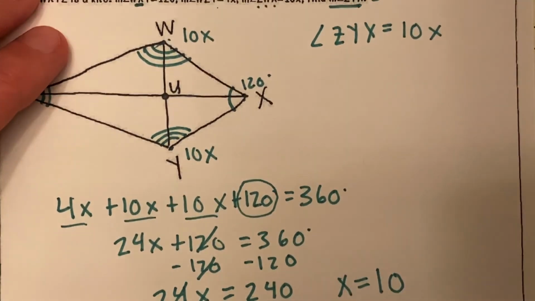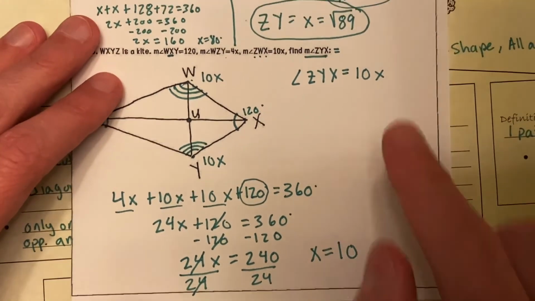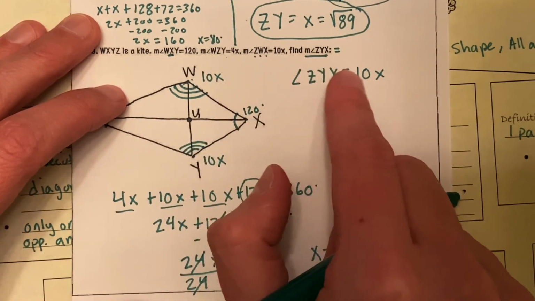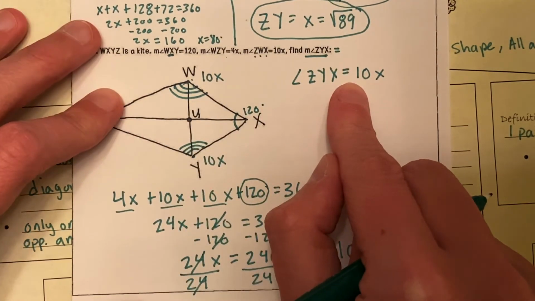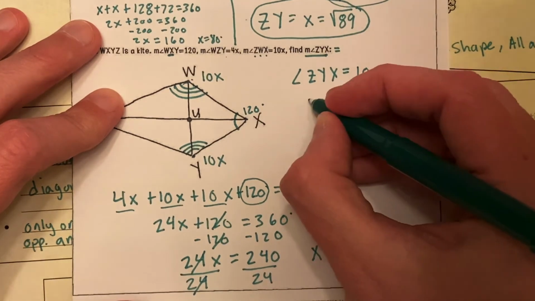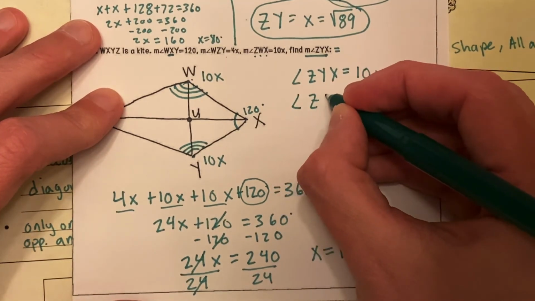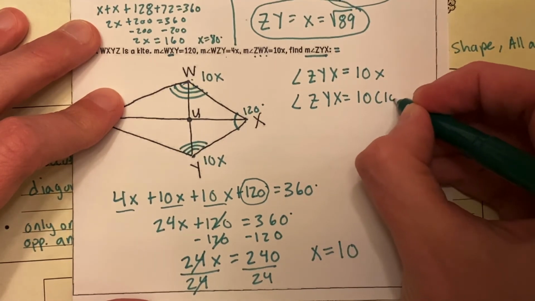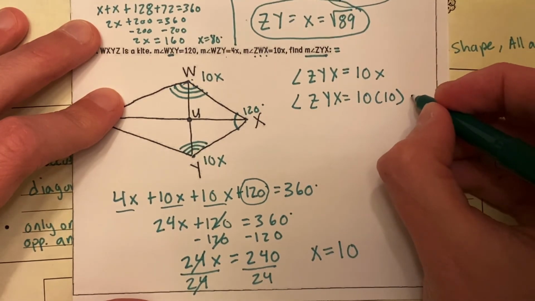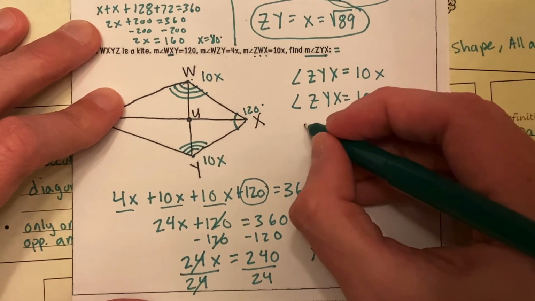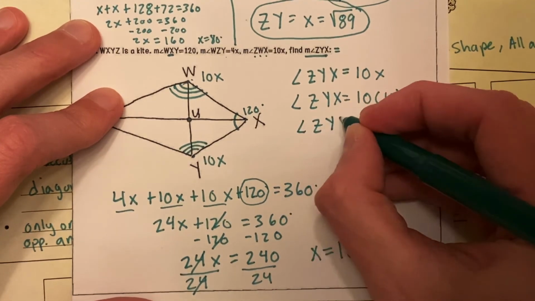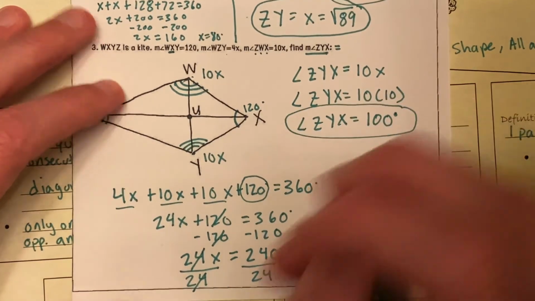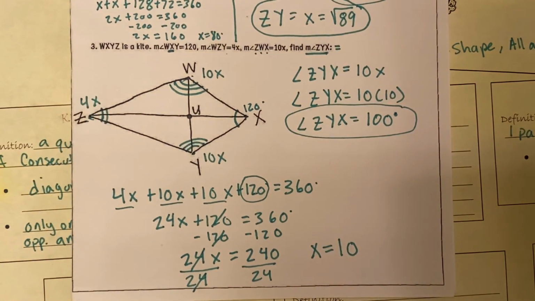So now let's go back up to the top here. I want to zoom out a little bit. So we know that this angle right here, the one they want to solve for, ZYX, is equal to 10x. So angle ZYX is equal to 10 times x. X is 10. And what is 10 times 10? 10 times 10 is 100. So ZYX equals 100 degrees. And we are done.